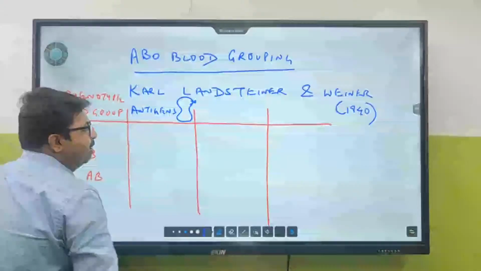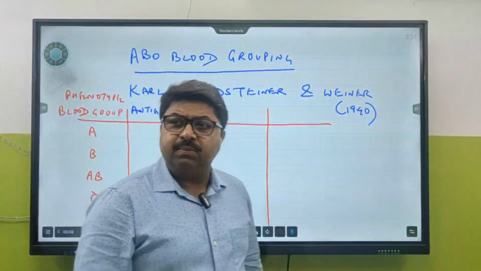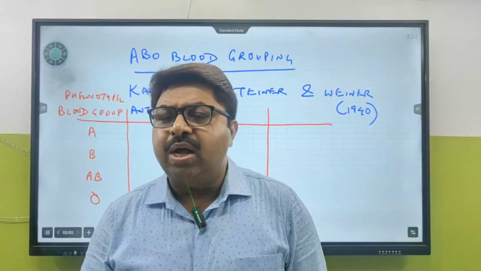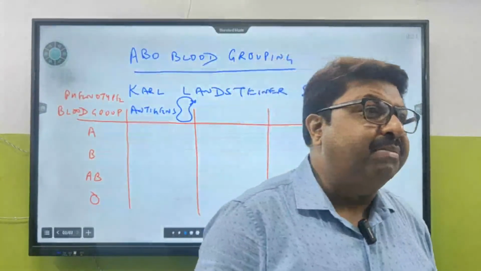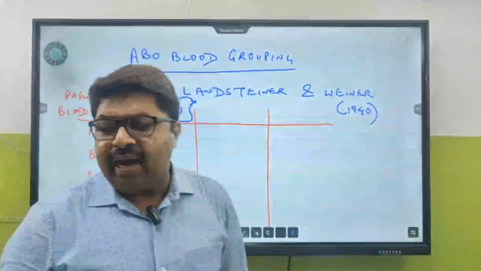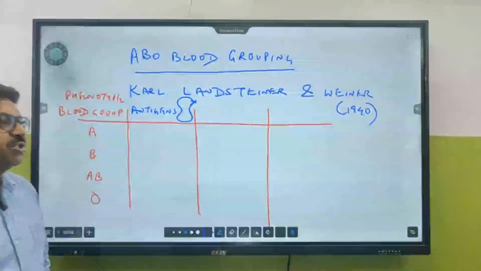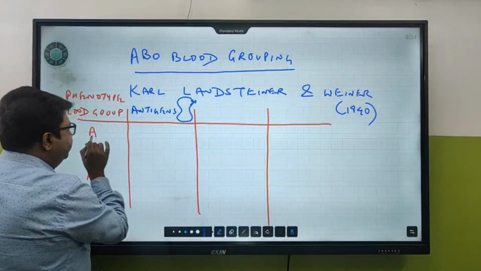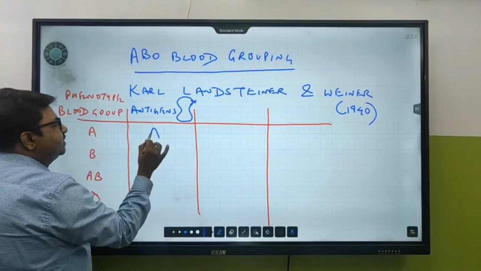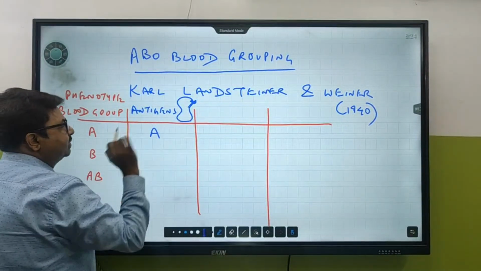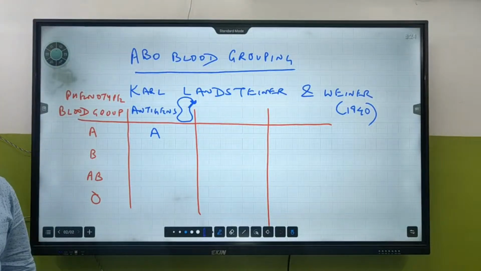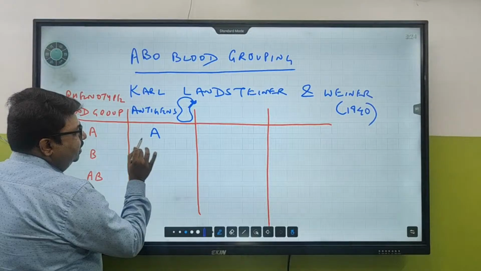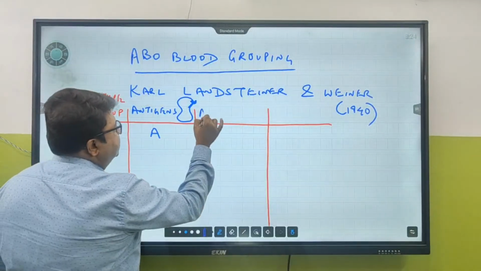What is the membrane of RBC called? Who is going to tell me? Durba. Donnan membrane. The antigens are present on the Donnan membrane. So, if the blood group is A, that means definitely the antigen present on the RBC membrane is A. This is antigen.